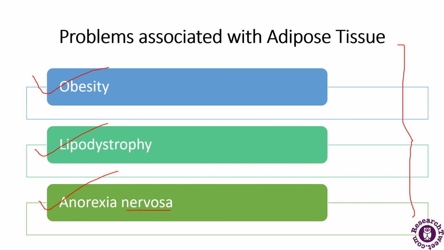The next is lipodystrophy. When there is a lack of adipose tissue, it can cause similar problems, and it is seen with increasing frequency as a result of medications used to treat HIV and AIDS. The next problem is eating disorders. A patient who does not eat enough food to maintain their adipose tissue level can lose a dangerous amount of body fat. So this is the last problem associated with adipose tissue.